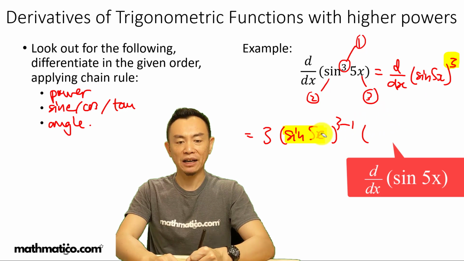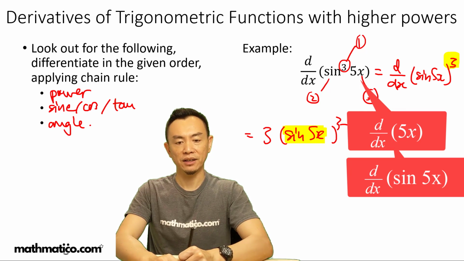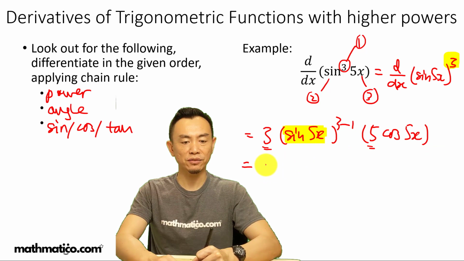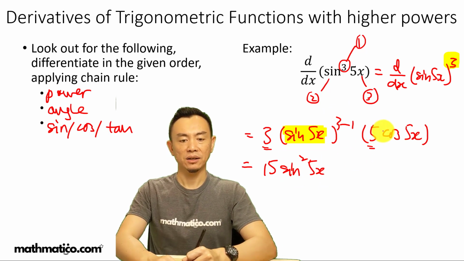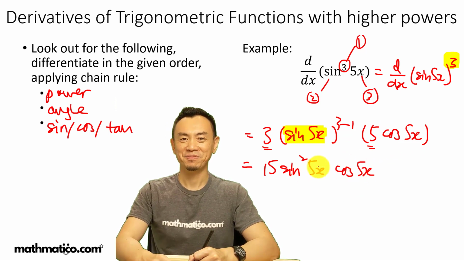If you differentiate sine 5x, you differentiate the angle, you get 5. Differentiate the sine, you get cosine 5x. So we have 3 here, we have 5 here, and it's 15 sine 5x to the power of 2, so it's sine square 5x. The 5 went to the front and we have a cosine 5x over here. And that's it.